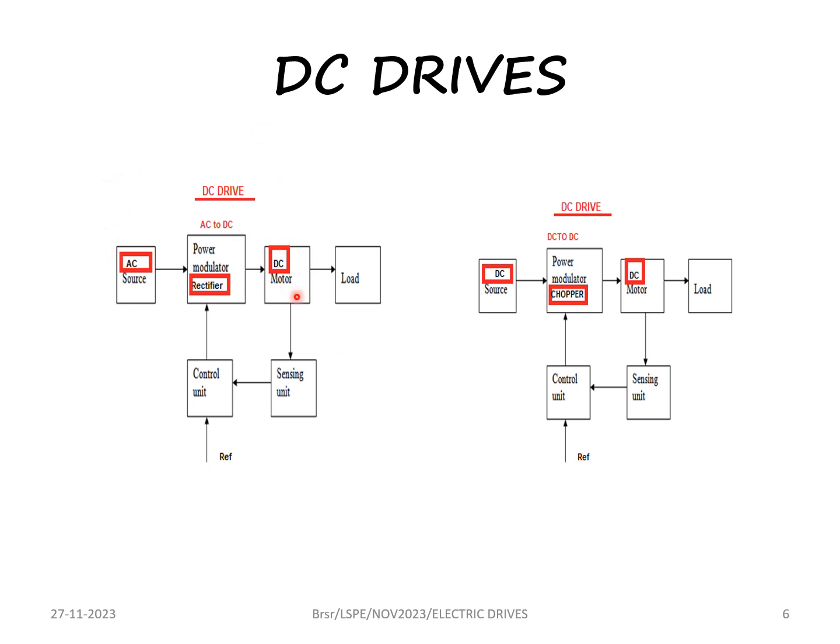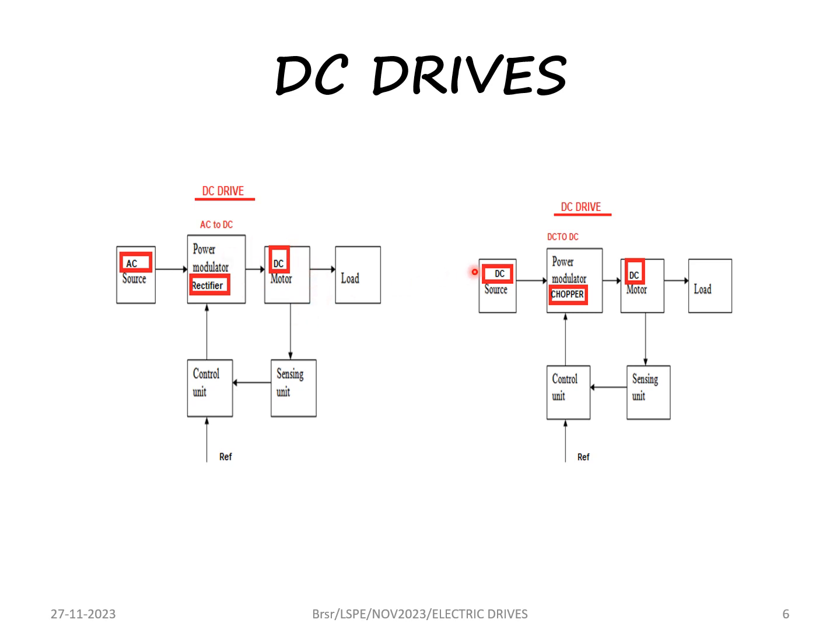In the DC drive shown in this picture, the DC motor whose speed is to be controlled is connected to a power modulator, and if the available source is AC, then AC should be converted to DC before it is fed to the DC motor. This is called a rectifier. This rectifier can be a controlled rectifier or an uncontrolled rectifier, and this is called a rectifier fed DC drive.